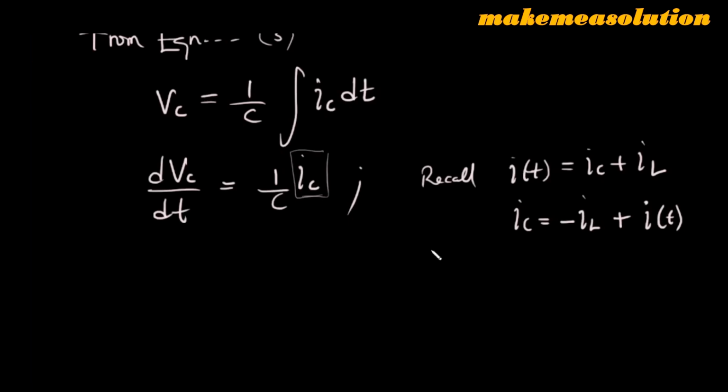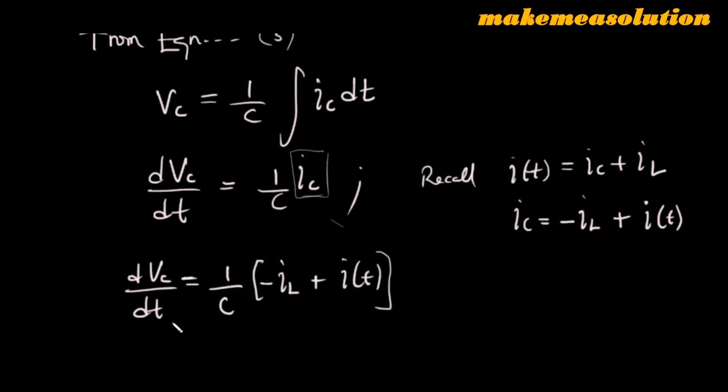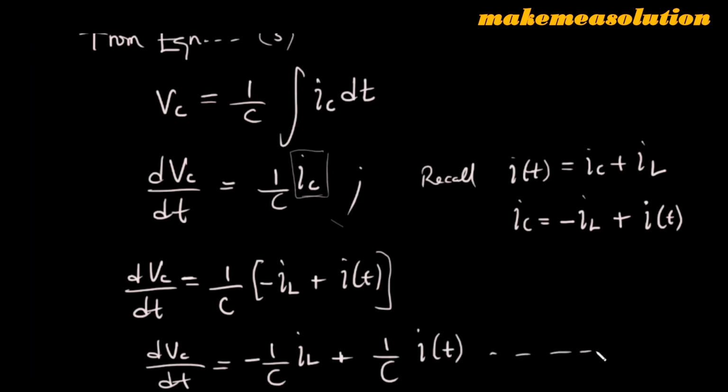So plugging this into this equation, your dVC over dt, which is the derivative of the second state, is 1 over C times IC, which is minus IL plus I of t. So if you simplify, dVC by dt is going to be negative 1 over C IL plus 1 over C I of t. So you can call this equation 4.